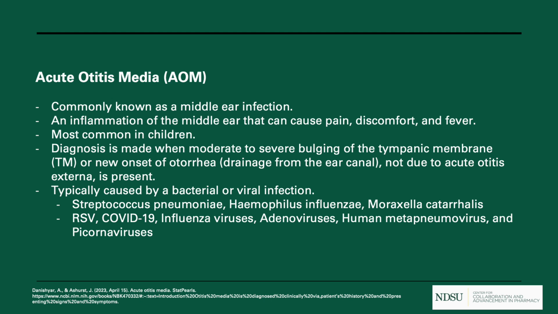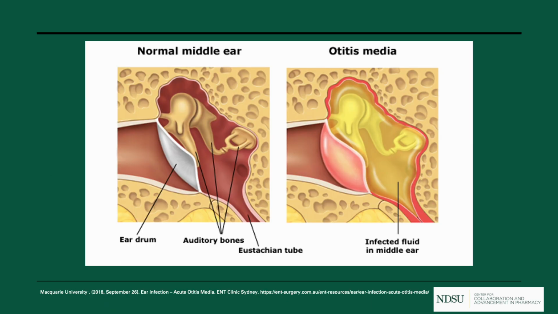The most common bacterial pathogens of otitis media include Streptococcus pneumoniae, Haemophilus influenzae, or Moraxella catarrhalis. The most common viral pathogens of otitis media include RSV, COVID-19, influenza, adenoviruses, human metapneumovirus, or picornavirus.